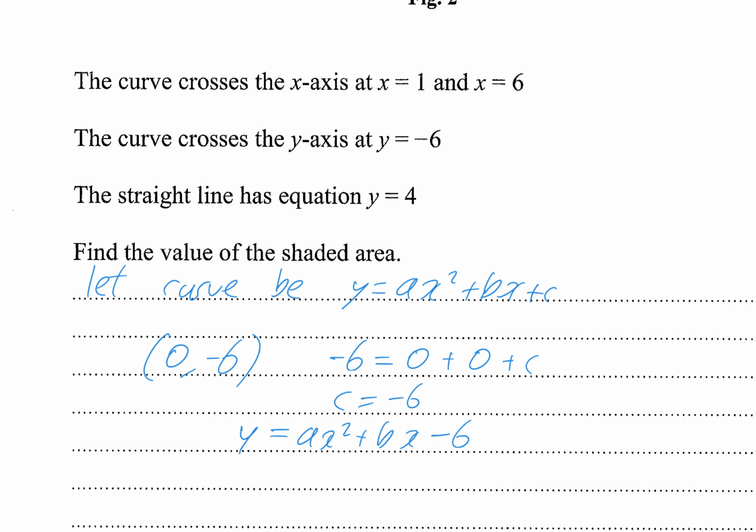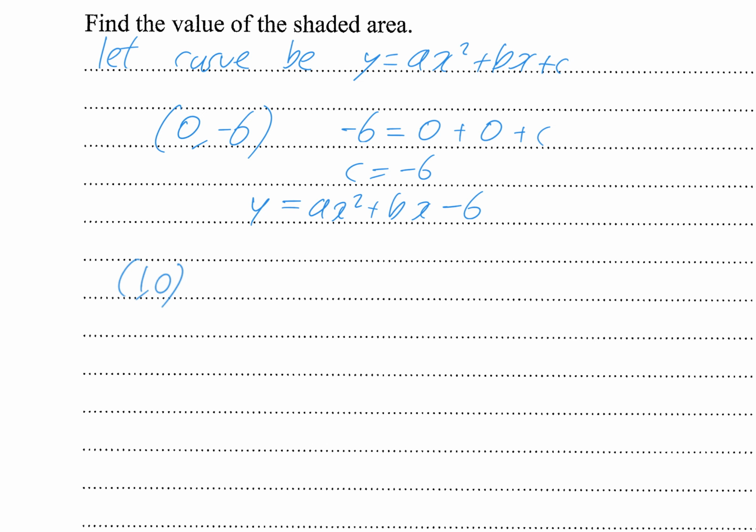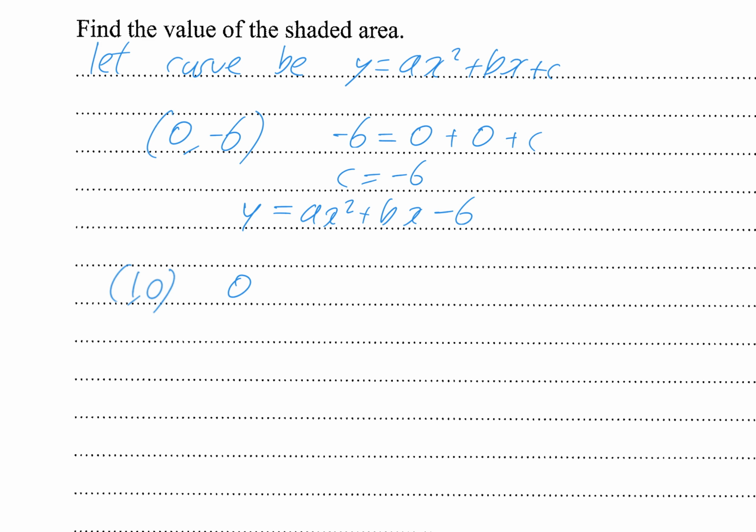Now the other point to put in is 1, 0. So that means y equals 0 when x equals 1. So 0 equals a times 1 squared plus b times 1 minus 6, which is the same as 6 is equal to a plus b. Probably guess where I'm going with this.